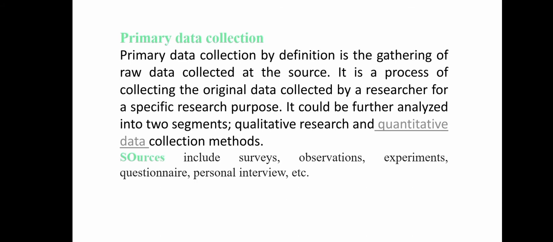It means that this kind of source is incorporated in both the qualitative research and the quantitative research, because the sources of this data include surveys, observations, experiments, questionnaires, personal interviews, and all these sources are extensively used by the qualitative research as well as the quantitative research. Primary source of data collection is more reliable because it is first-hand information and the researcher gathers the information. It is more time consuming because the researcher has to meet the respondent personally to collect the data first-hand.